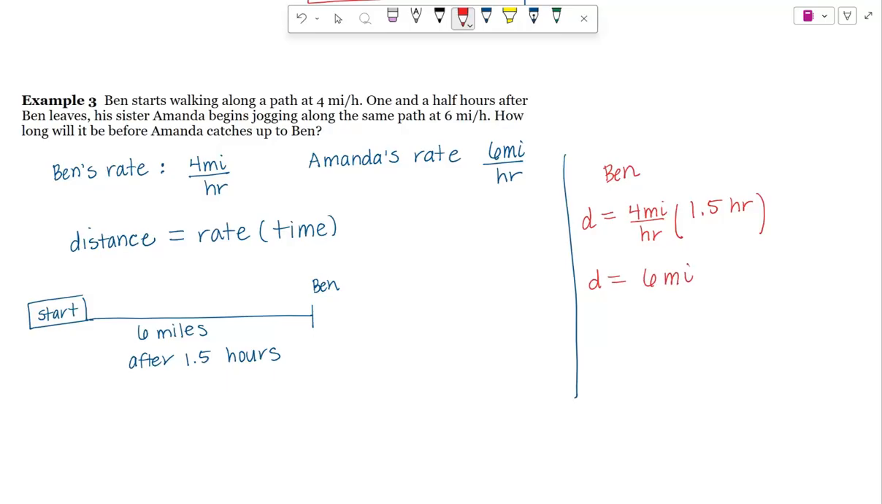So this is now when Amanda is going to start jogging behind him. He's still going to keep moving, and at some point, let's say here, this is where they're going to meet each other, when she's going to catch up with him. What we want to figure out is how far does he move during that time? Well, this distance is going to be his rate, 4 miles per hour, times some amount of time. We don't know what that amount of time is, but we're just going to say that this distance is going to be 4 times t. t is the unknown in this case. We don't know how long it's going to be till she catches up with him.